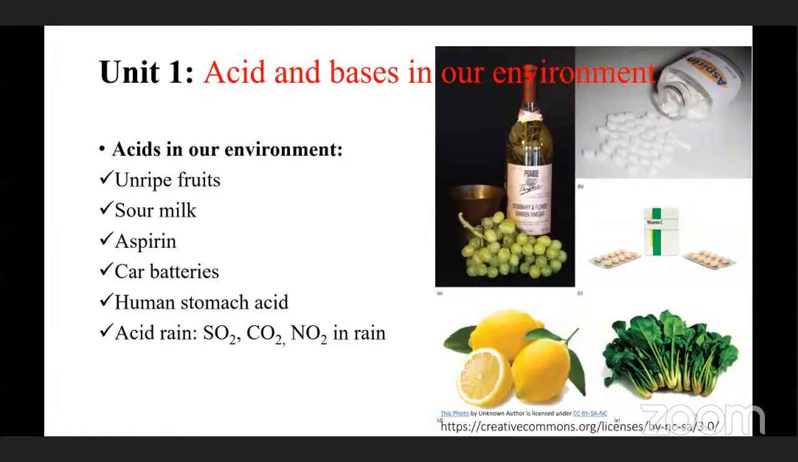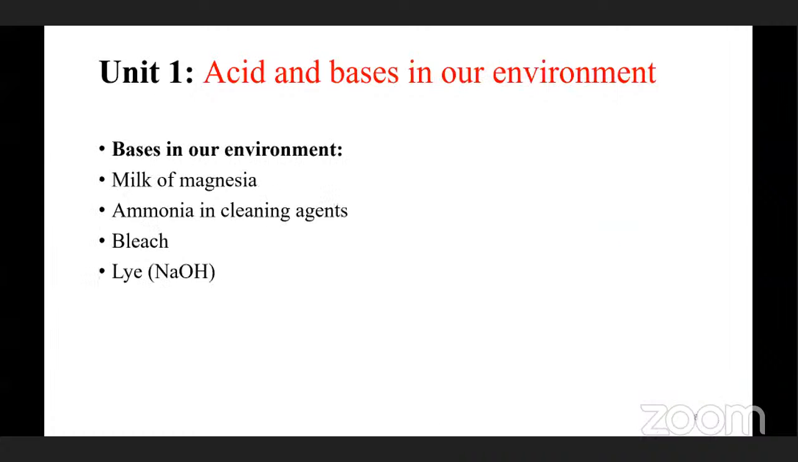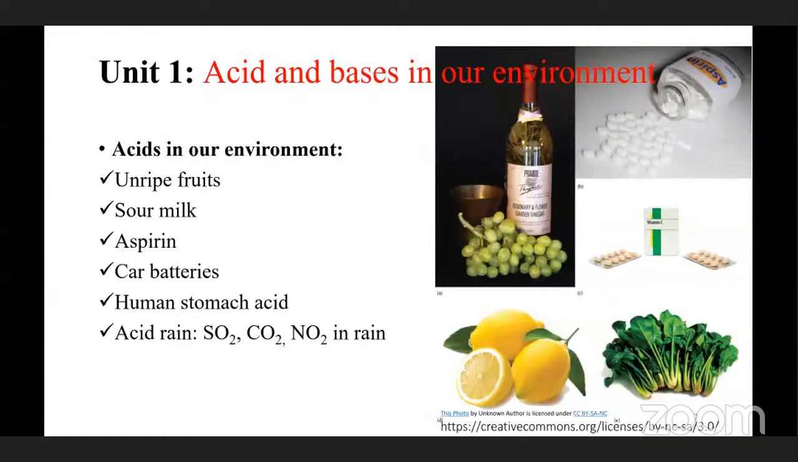So, into the course, we will be looking at acids and bases in our environment. There are acids in our environment, and some of you may be familiar with those acids. One of the examples is unripe fruits. Maybe you have a lime or maybe a lemon. If you have a taste of it, some of you may not like to taste unripe fruits. Even if it is orange or mango, you may not like the taste because it is very, very rich in acid.